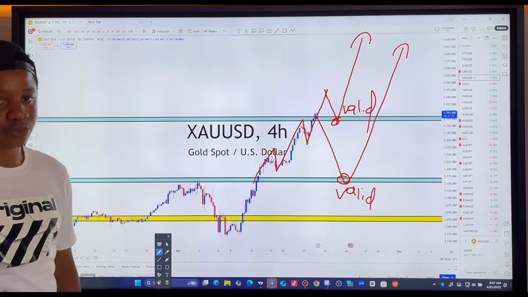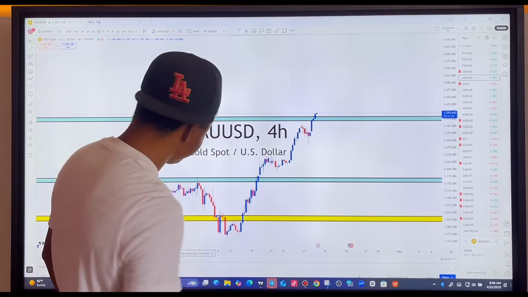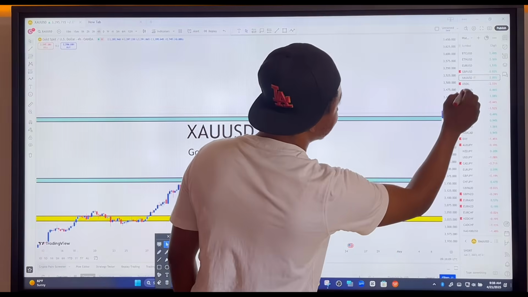For gold as well. So gold, we're also done with the technical analysis. Very simple, very simple. Let's go to the last pair. Last pair for the day. I'm tired. NZD-USD.